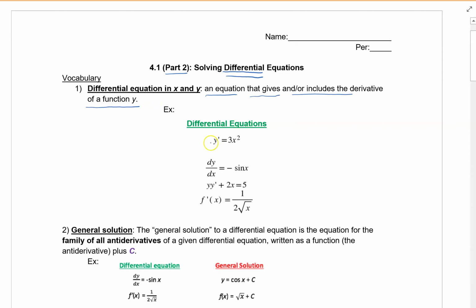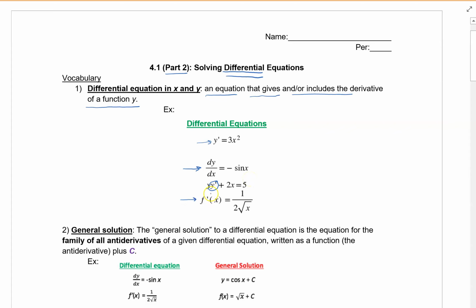So some examples are just very straightforward. The derivative of y equals 3x squared using the y prime notation. Here again, derivative of y equals negative sine x, using the dy dx notation. This one is the kind of function that includes the derivative in the equation. So I could solve for y prime, I could isolate it. So it's embedded in the equation. But because it includes a derivative, it's called a differential equation.